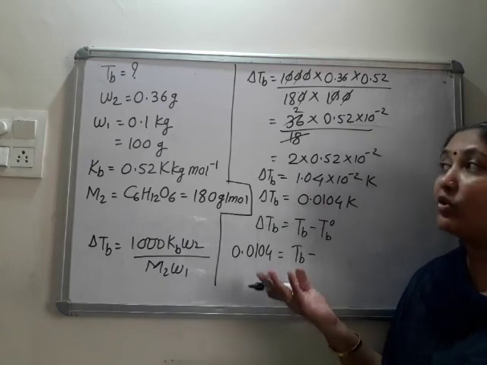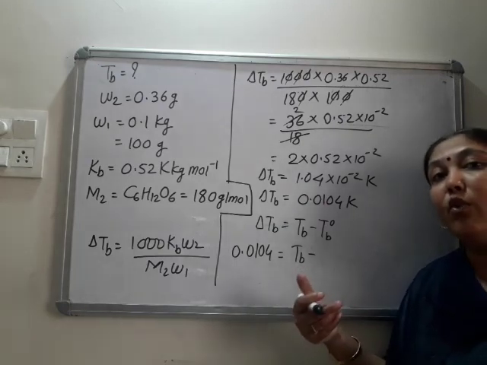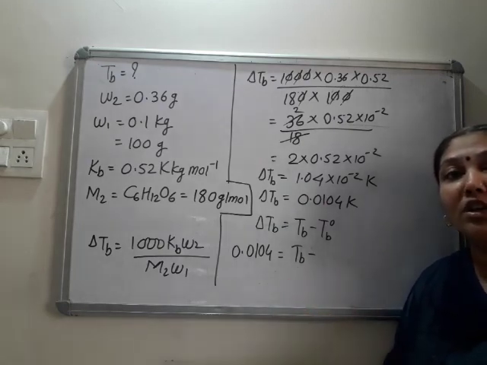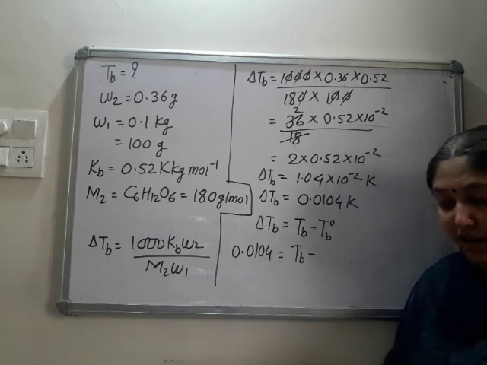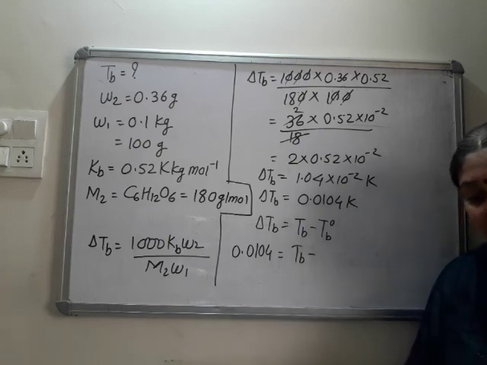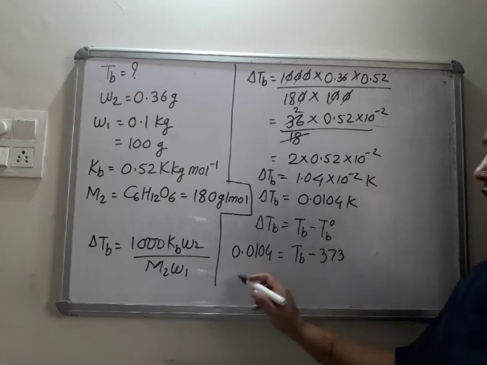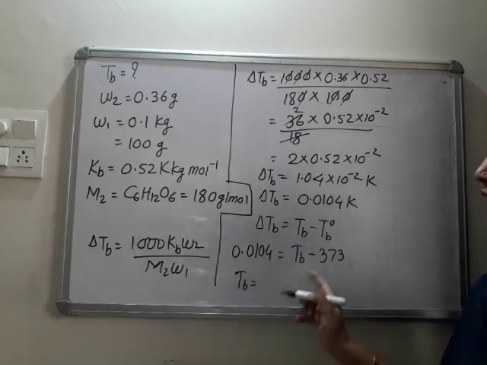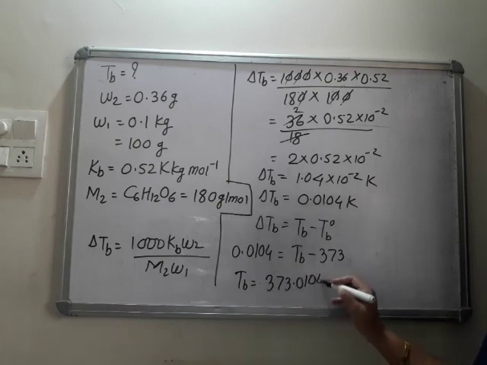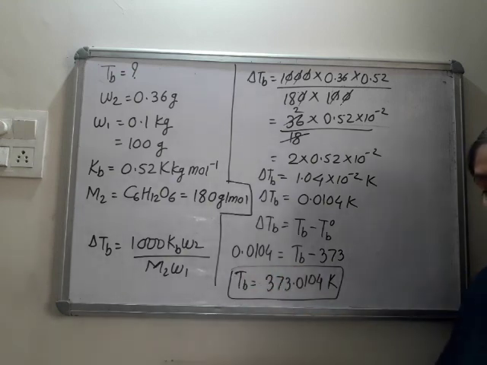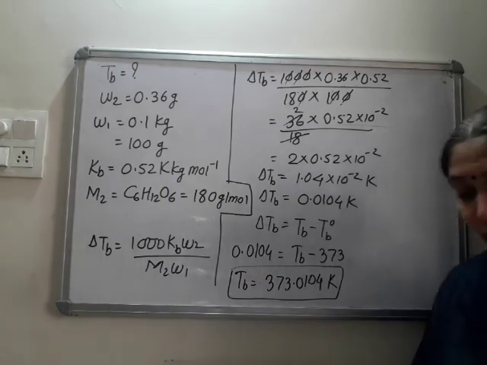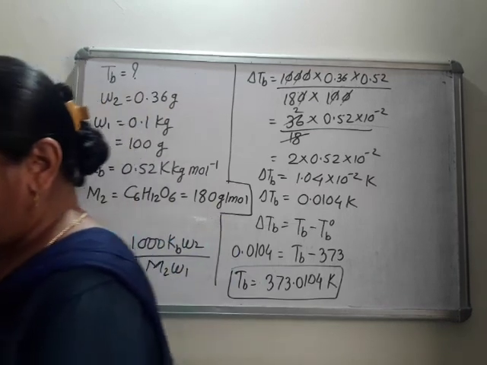T0b is also not given, but the solvent used is water. And what is the boiling point of water? 100 degrees Celsius. 100 degrees Celsius means it is 373 Kelvin. So this is 373 Kelvin. So shift it there. So we get the value of Tb, that is 373.0104 Kelvin. This is the answer. 373.0104 Kelvin. Okay.